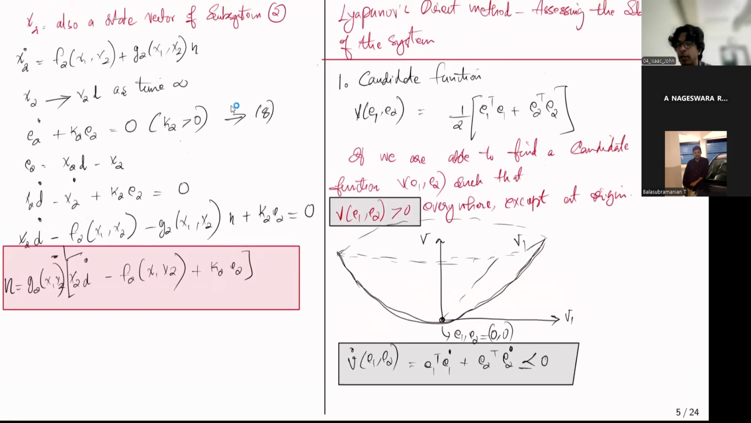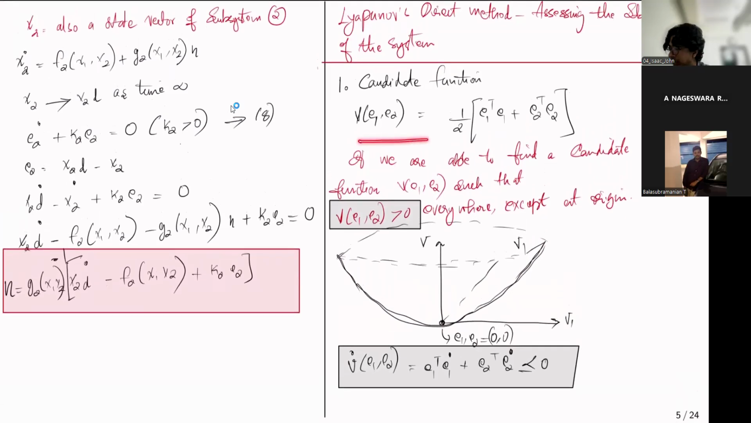So if you can find a candidate function, something like this, as a function of these error variables E1 and E2, so that it's positive everywhere except at the origin, and if you can also guarantee that the derivative of that function is negative everywhere except at the origin, then you can basically say that the system is stable. For any values of E1 and E2, the system is stable. Or in other words, the errors are always going to be bound.